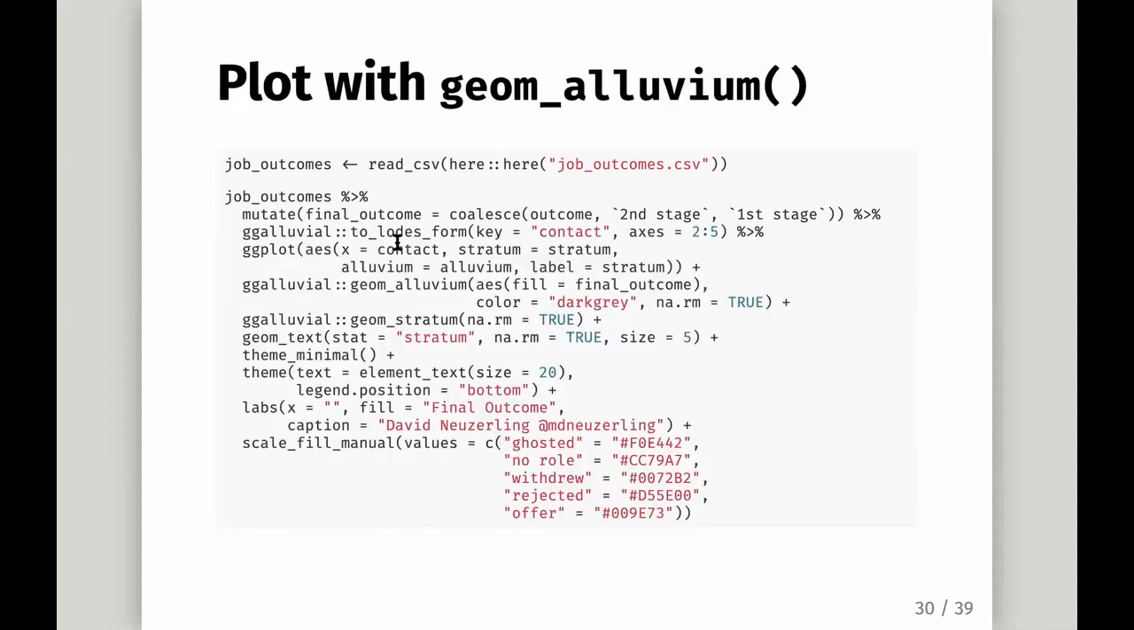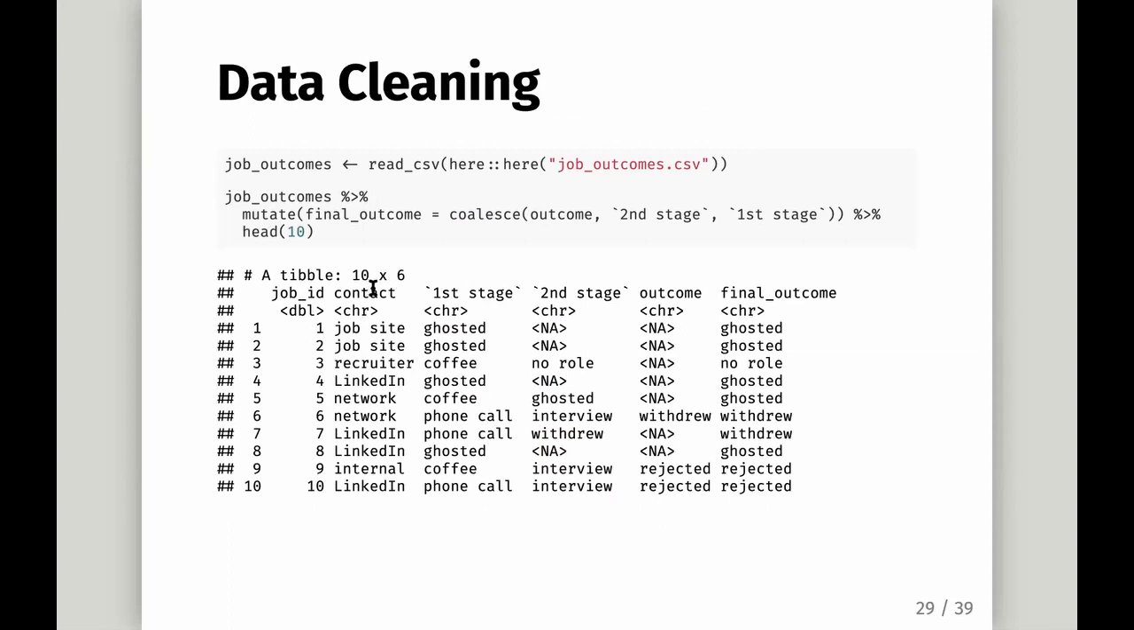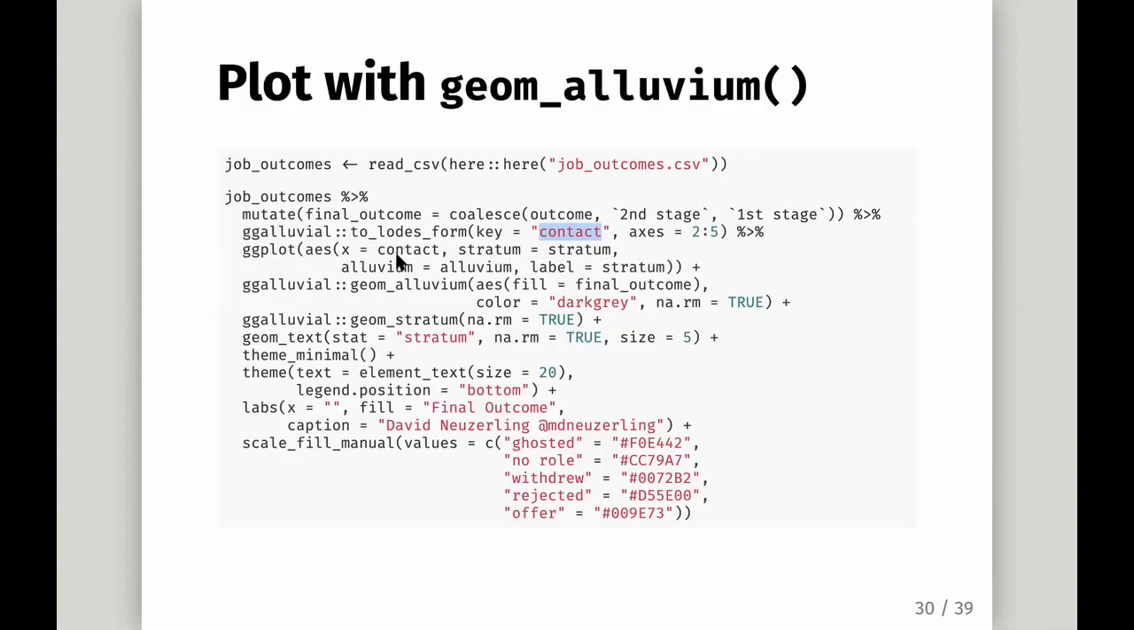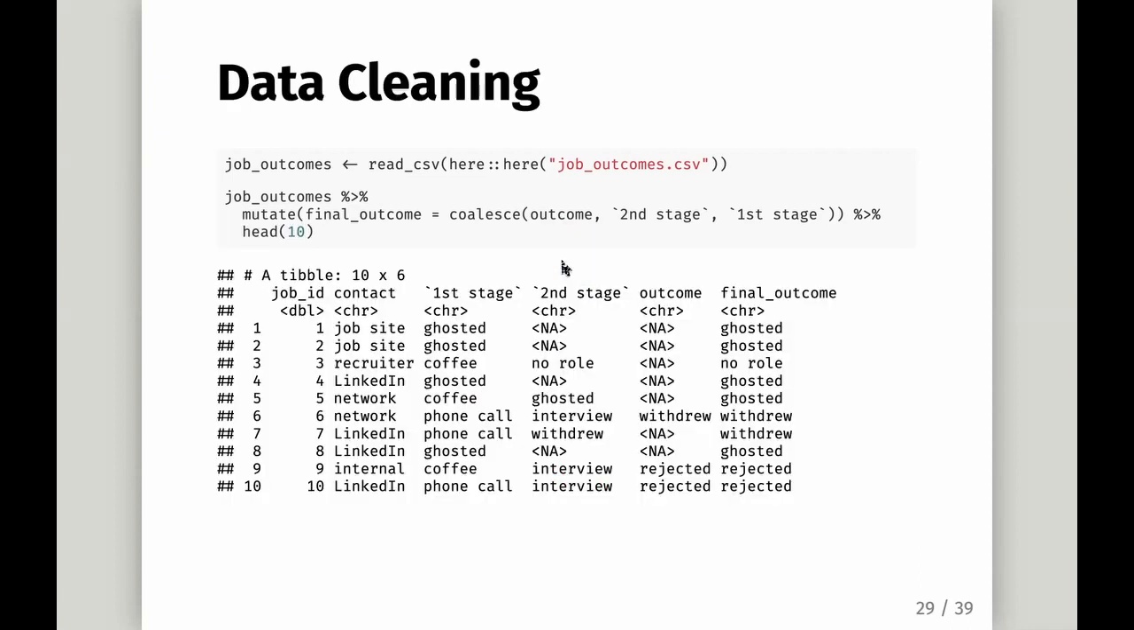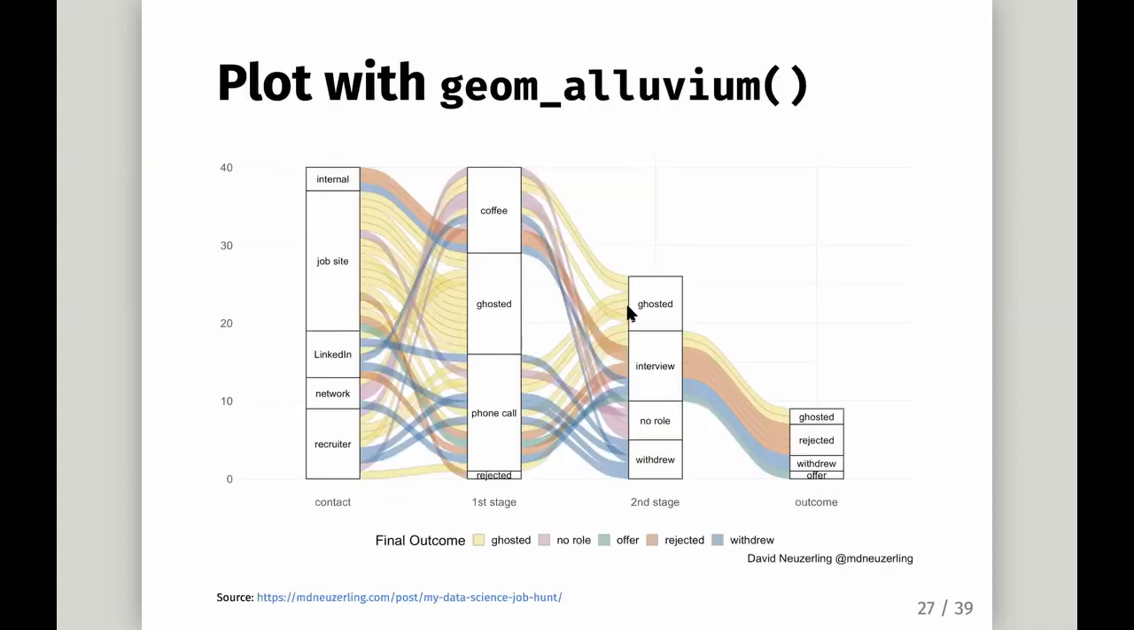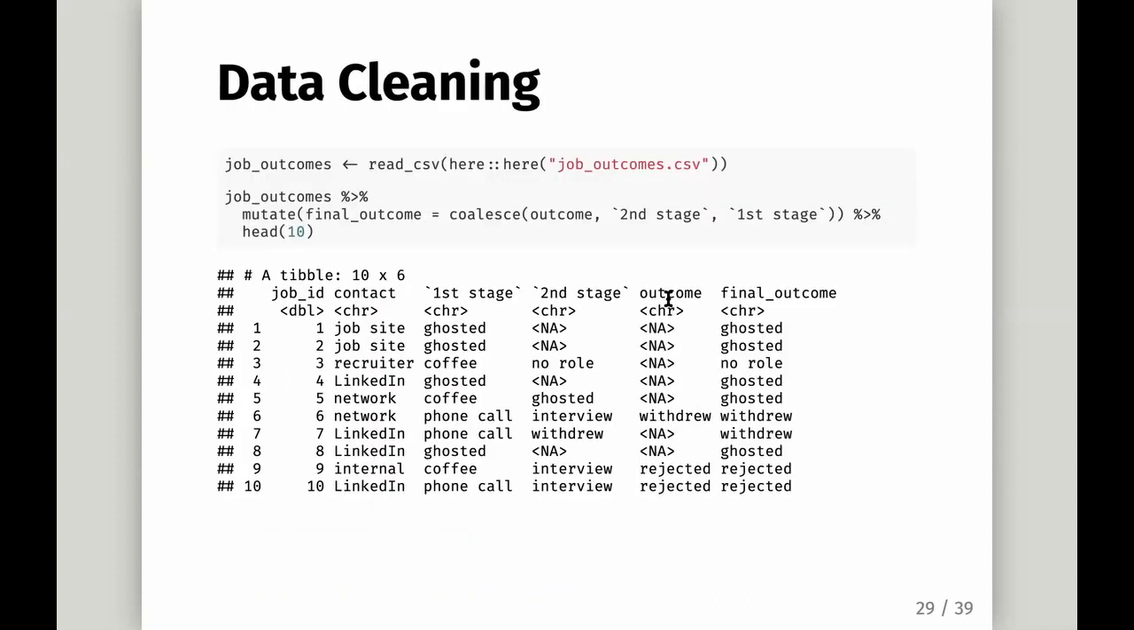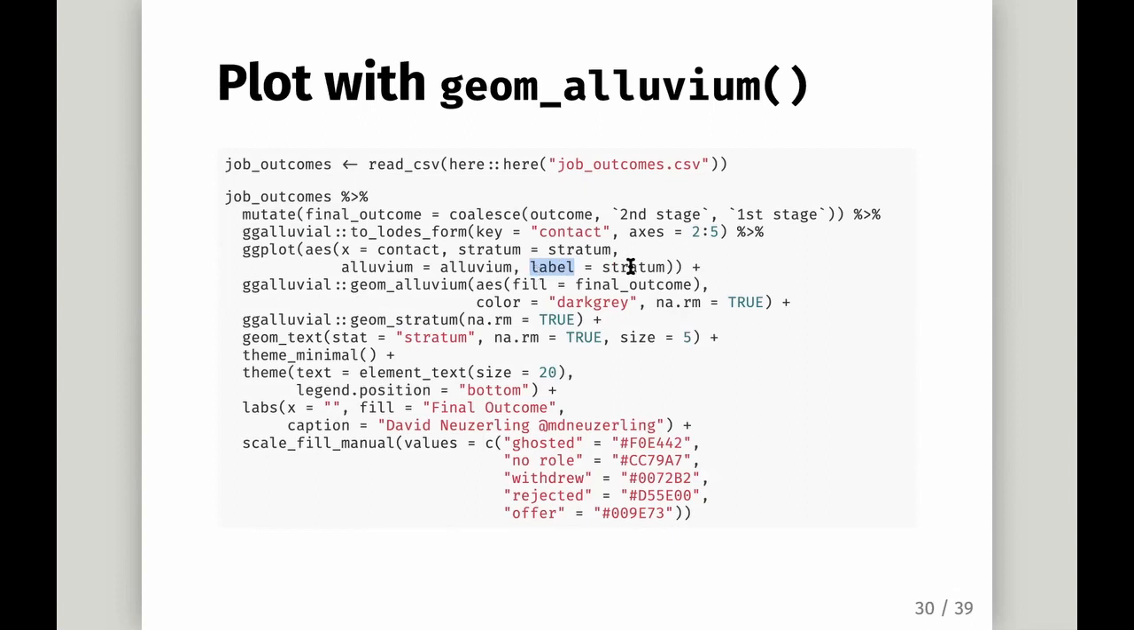And now we can use this nice two loads form. The key is he called it contact, and the axes were 2 to 5 here, right? So that's 2, 3, 4, 5 right there. And then we've got key equal to that contact, stratum to stratum, alluvium to alluvium, and label. So here he's adding a label to each stratum. You do that with the label equal to stratum.